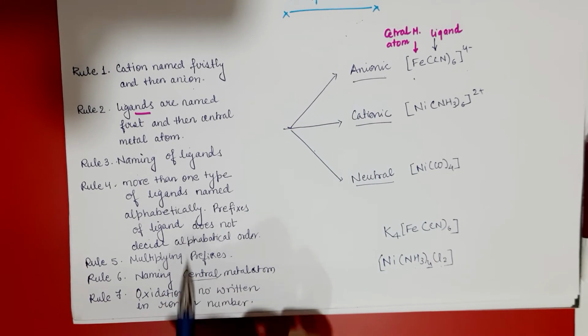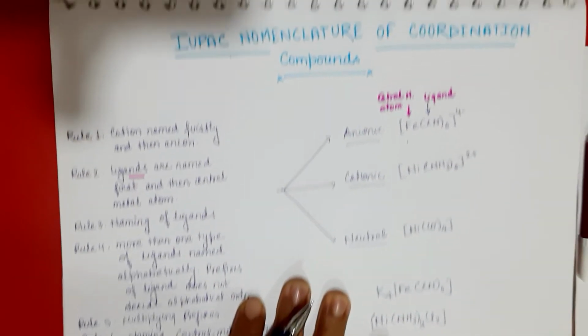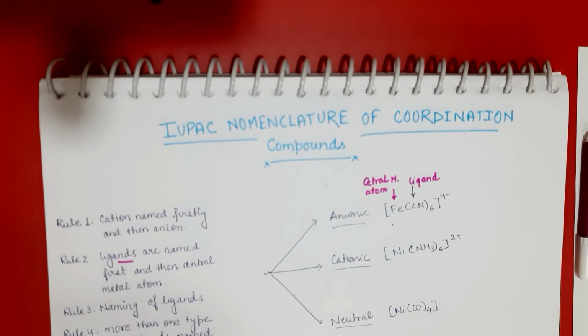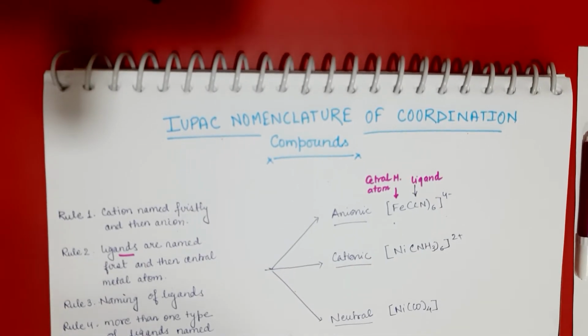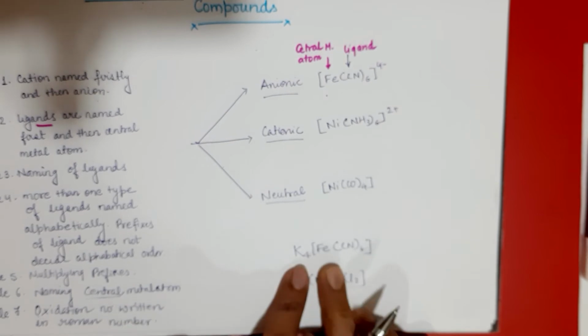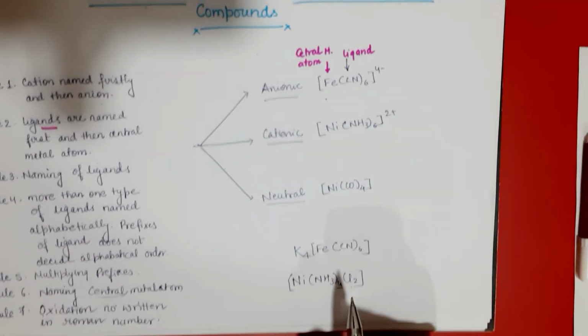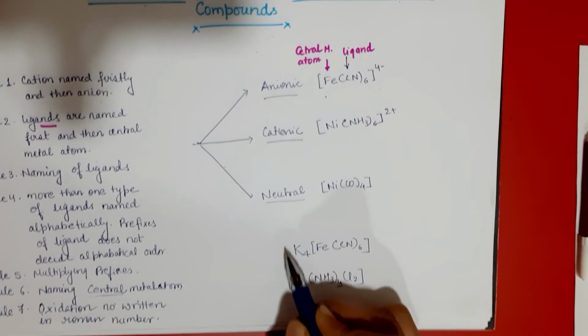So there are 7 rules for naming coordination compounds. Let's start with a given example. First of all, let's say we have to write the name of this particular compound. We have to name this.